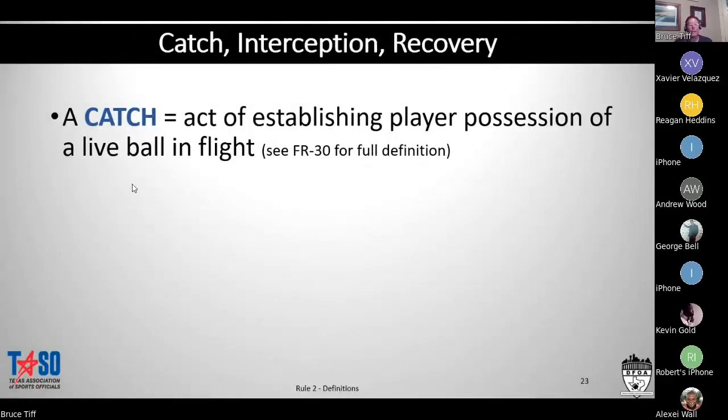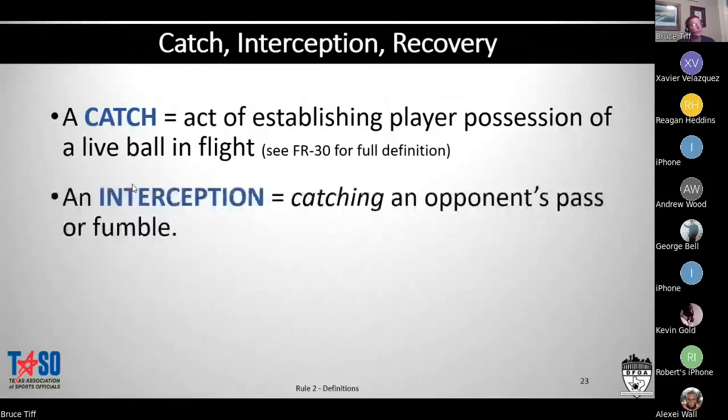Okay, let's talk about a catch. This is the act of establishing player possession of a live ball in flight. And there are some pretty lengthy definitions in there. We're going to talk about that when we get into passing plays. So see FR30 there for a full definition, but we're still going to talk a little bit more about it tonight. An interception is catching an opponent's pass or fumble.